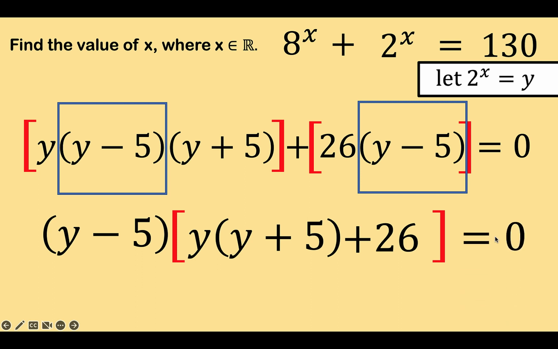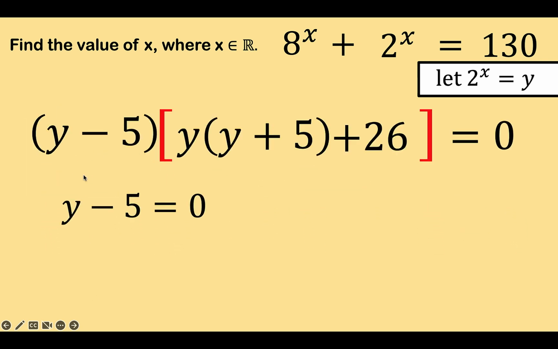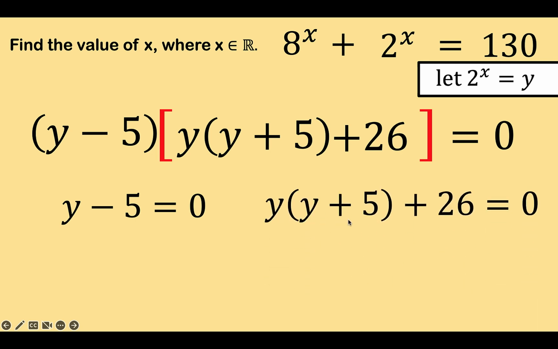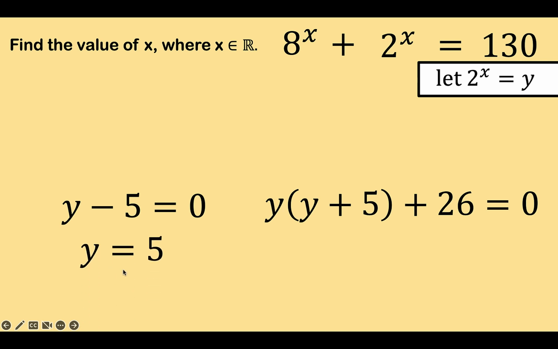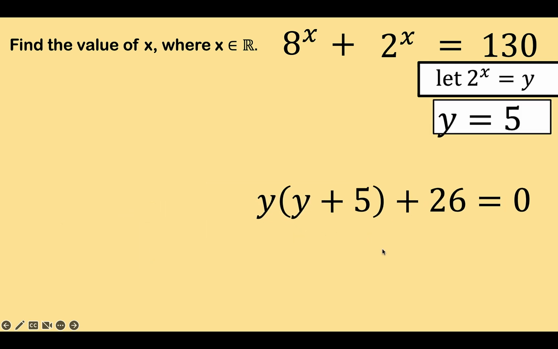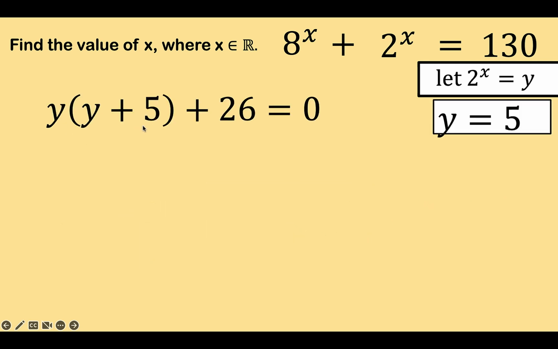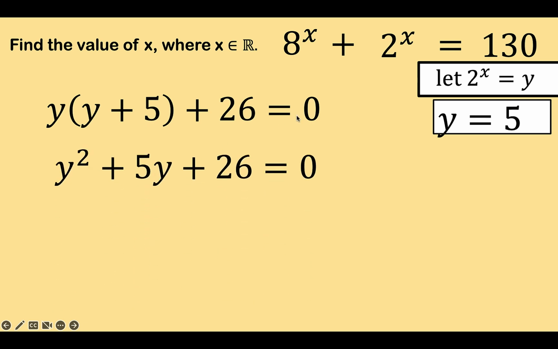Then, copy equals 0. Notice now that we have two factors and the product is equal to 0. That means we can equate the first factor, y minus 5, to 0, and equate the second factor, y times the quantity y plus 5 plus 26, taken as one group, to 0. So for the equation at the left side, we know that y is equal to 5. Let's remember this value because we are going to substitute it in our previous substitution. Let's deal with the second equation. Let's distribute y to this binomial to arrive at y squared plus 5y, and copy all the rest.